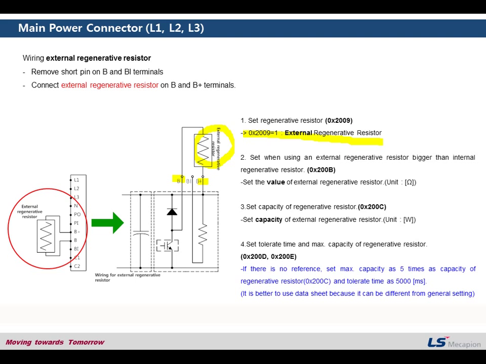And after checking the data set of external resistor, you set 200B, 200C, 200D, and 200E. If there is no required data in this set, set the max capacity as 5 times as 200C and tolerate time as 5000. Please remember, this is just in case there is no data set for setting. So if there is data set for these parameters, I recommend you follow the value in data set. And to set these values, 200B, 200C, 200D, and 200E, the regenerative resistor setting, 2009, must be set as 1.